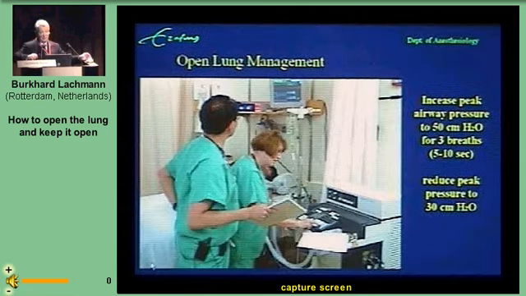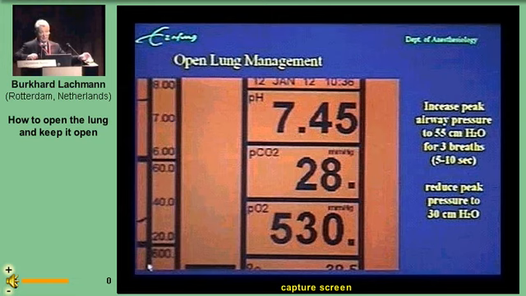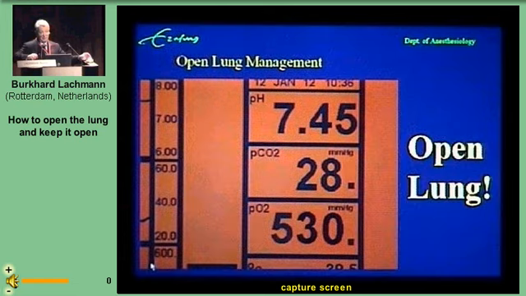Now we got almost an open lung, but as I told you before, I guess we can still recruit more. That means we should go up with the peak pressure once again for just 2-3 breaths to 50 centimeters of water, and then go back to 30 centimeters again. Okay, we're repeating, back up to 50 for 3 breaths and down to 30 after that. What is the PO2 now doing? The PO2 is now 530. Wonderful, wonderful. Now we really have an open lung.